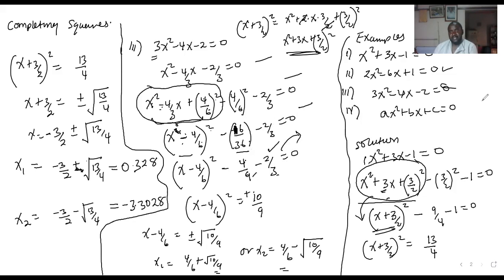Then you make x the subject. Okay? So proceed and do Roman 2 very fast, before I can talk about their maximum and minimum values.